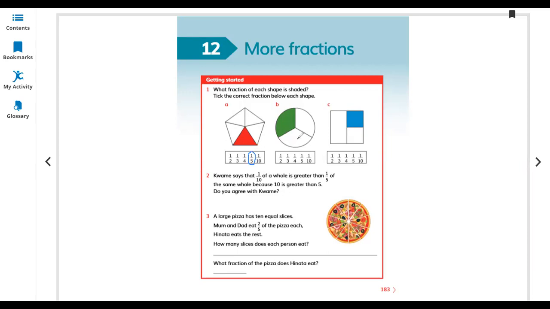Same like this, there are 3 parts of a circle. Out of 3 only one part is colored, so 1 by 3. Always down we need to write the total parts of a circle or of any shape. And here we have 4 parts: 1, 2, 3, 4. Out of 4 only one part is colored, so we can write 1 by 4.